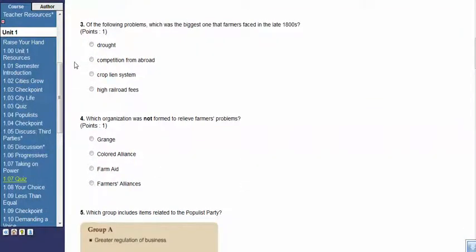Number 3, of the following problems, which was the biggest one that farmers faced in the late 1800s? Drought, competition from abroad, crop lien system, or the high railroad fees? Number 4, which organization was not formed to relieve farmers' problems? The Grange, the Colored Alliance, Farm Aid, or Farmers' Alliances?